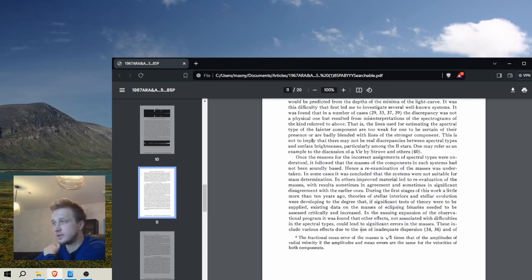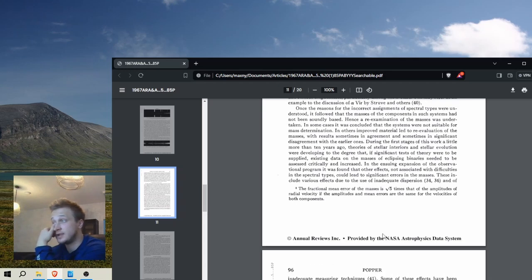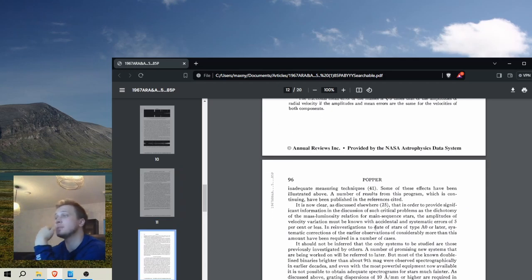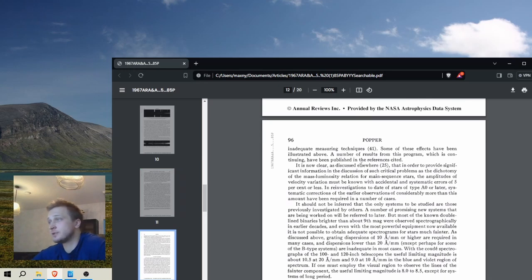These include various effects due to the use of inadequate dispersion and of inadequate measuring techniques. Some of these effects have been illustrated above. A number of results from this program, which is continuing, have been published in the reference cited.